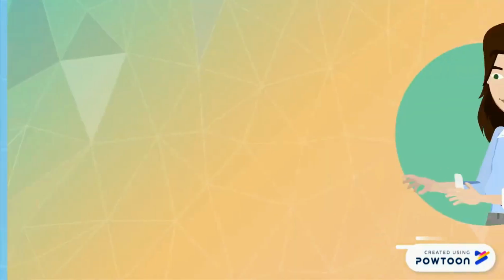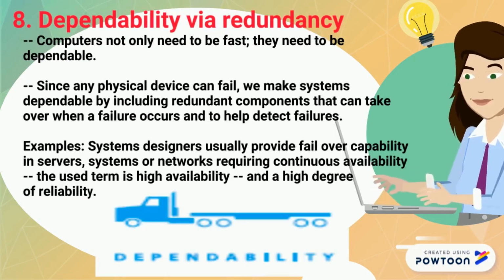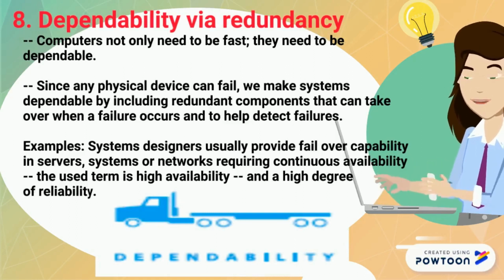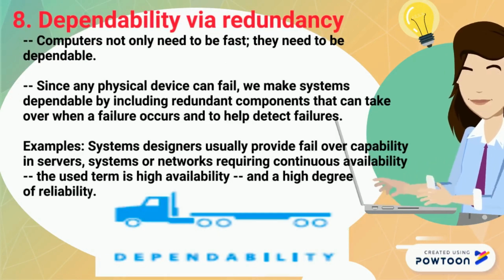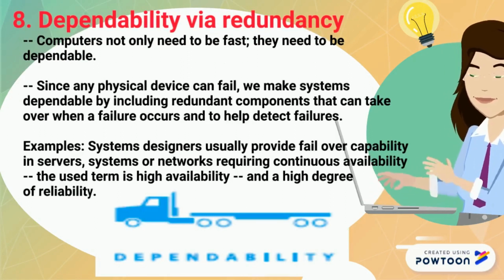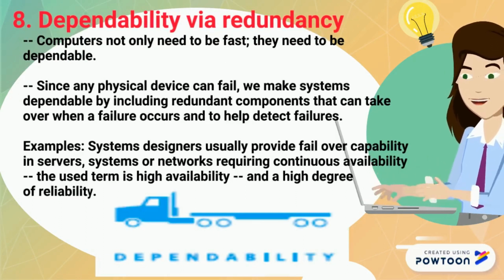Number 8. Dependability by redundancy. Computers not only need to be fast, they need to be dependable. Since any physical device can fail, we make systems dependable by including redundant components that can take over when a failure occurs and to help detect failures. For example, system designers usually provide failover capability in servers, systems, or networks requiring continuous availability. The term used is high availability and a high degree of reliability.